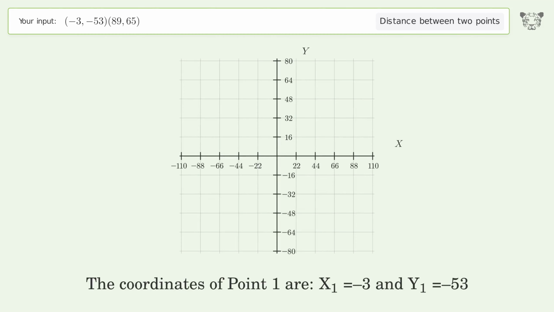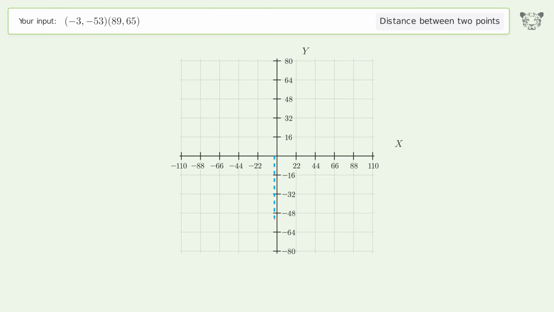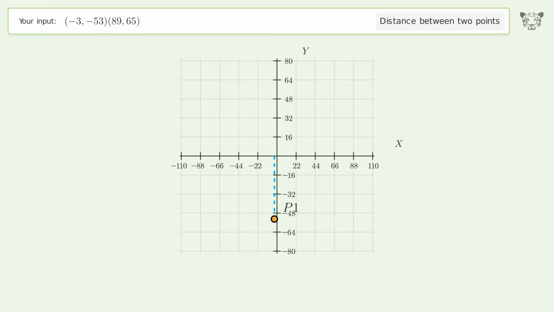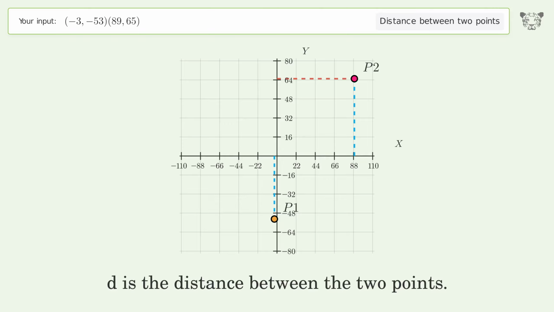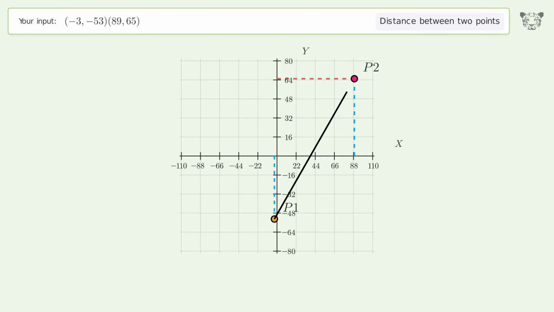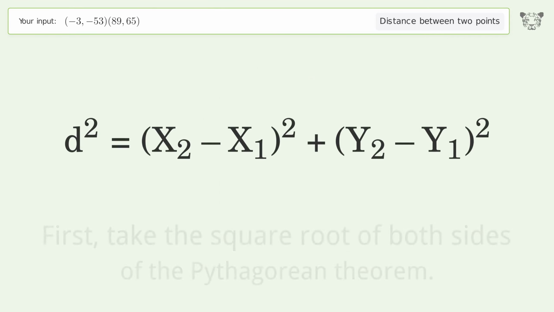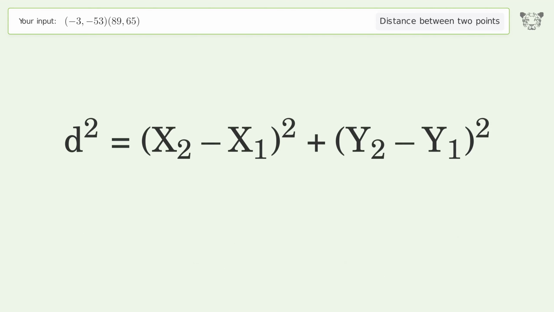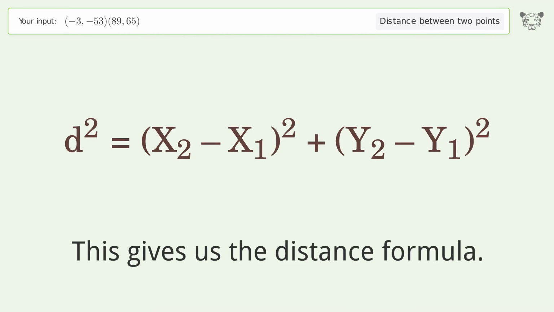The coordinates of point 1 are, x1 equals -3 and y1 equals -53. The coordinates of point 2 are, x2 equals 89 and y2 equals 65. D is the distance between the 2 points. First, take the square root of both sides of the Pythagorean theorem. This gives us the distance formula.